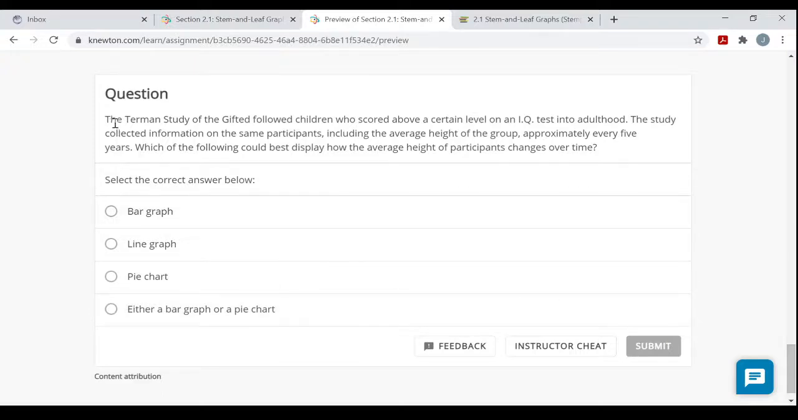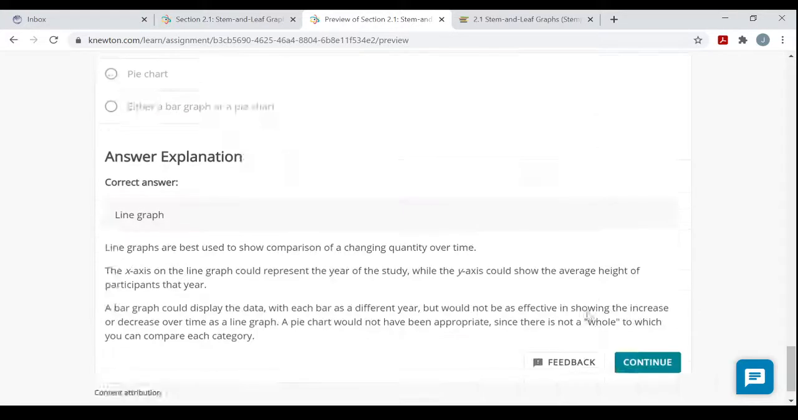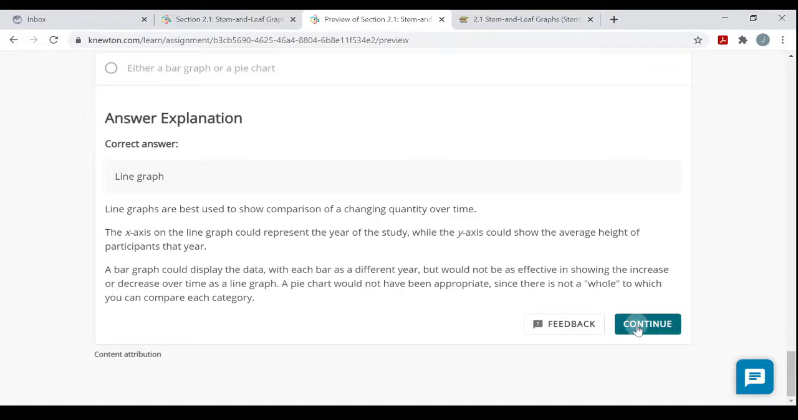All right, so a question here. The Terman study of the gifted followed children who scored above a certain level on an IQ test into adulthood. The study collected information on the same participants, including the average height of the group, approximately every 5 years. Which of the following could best display how the average height of participants changes over time? There's the key word there, over time. A line graph would be most appropriate in this situation to show how something changes over time. And again, read the explanation.